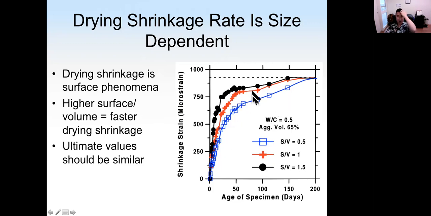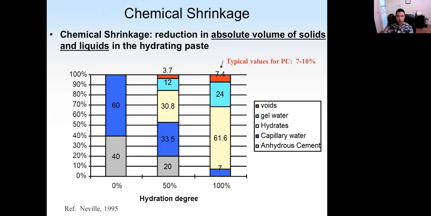So these concretes have the same water cement ratio, same volume fraction. The difference is the surface to volume ratio. With a higher surface to volume ratio, the shrinkage rate will be higher, but the final shrinkage value will be the same. Okay. So drying shrinkage rate is size dependent, but the final shrinkage will be the same. So that is drying shrinkage.